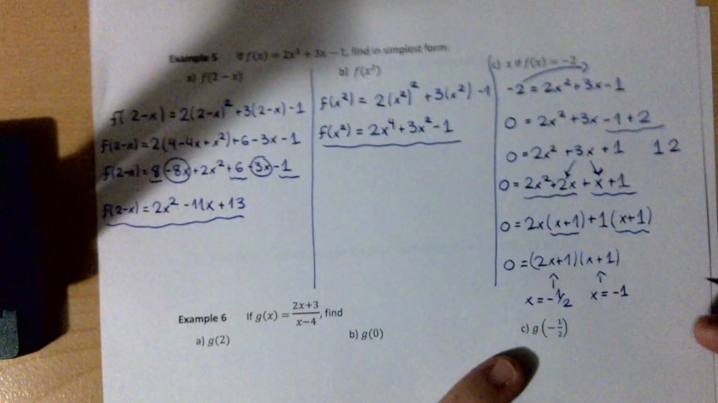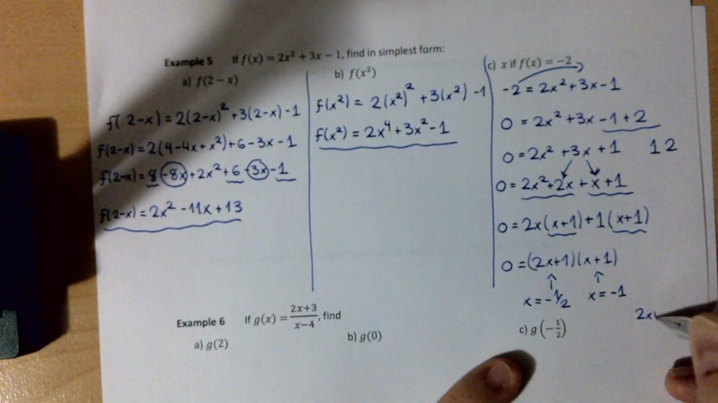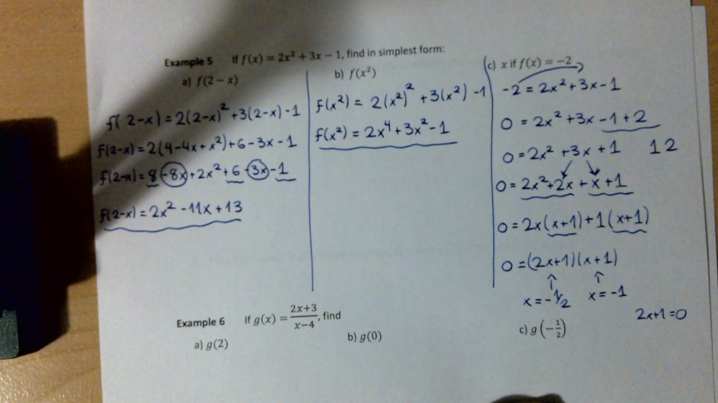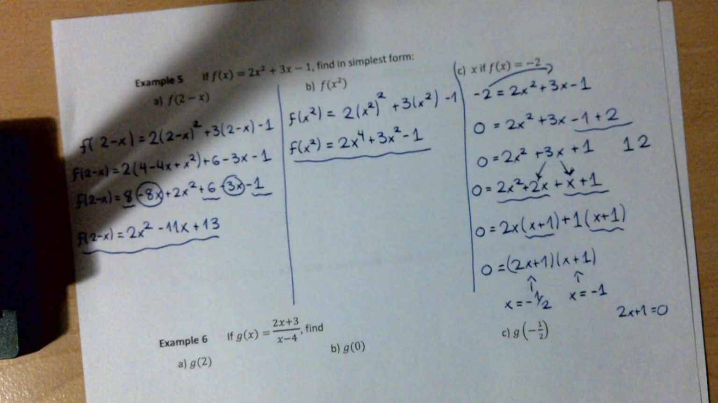And here, if you can't do it just by looking at it, and just notice that x is equal to minus 1 over 2, you can always solve it on the side. So if I wanted to, I could just do 2x plus 1 is equal to 0, and then solve for what x will be. And x will give me minus 1 over 2.